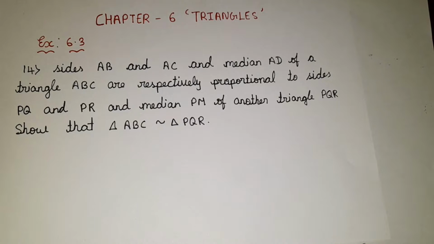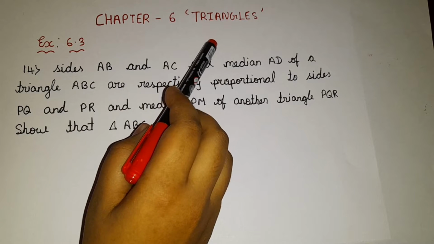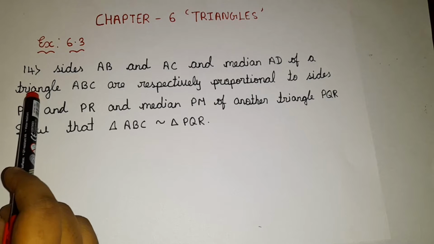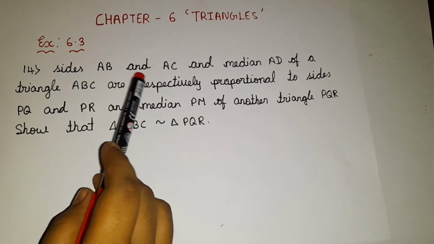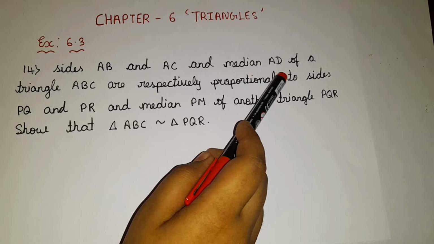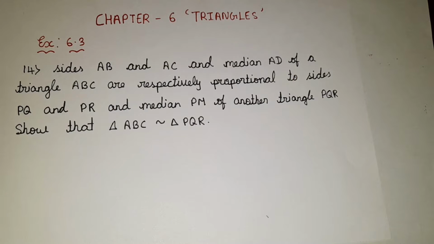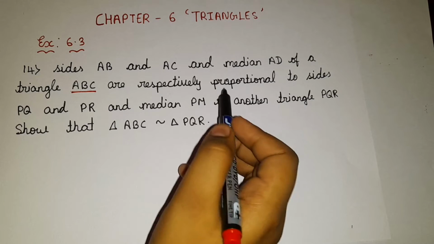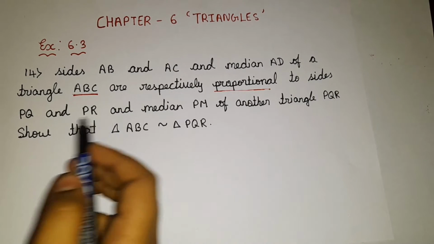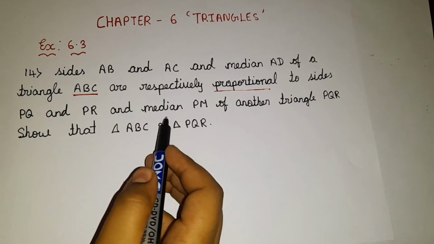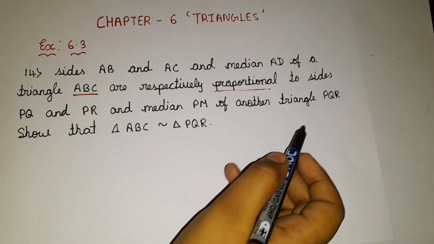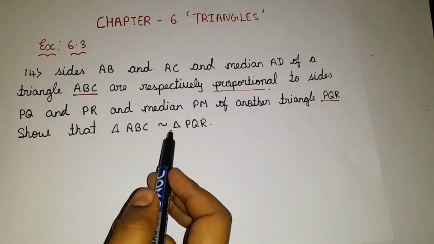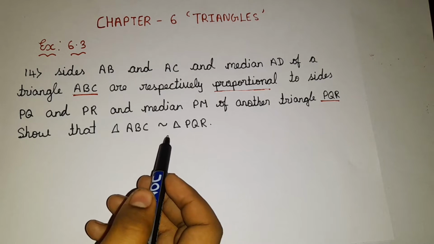Today we are going to be learning Chapter 6, Triangles, Exercise 6.3, 14th question. Alright, now let's read the question. Sides AB and AC and median AD of a triangle ABC are respectively proportional to sides PQ and PR and median PM of another triangle PQR. Show that triangle ABC is similar to triangle PQR. So this is the question.